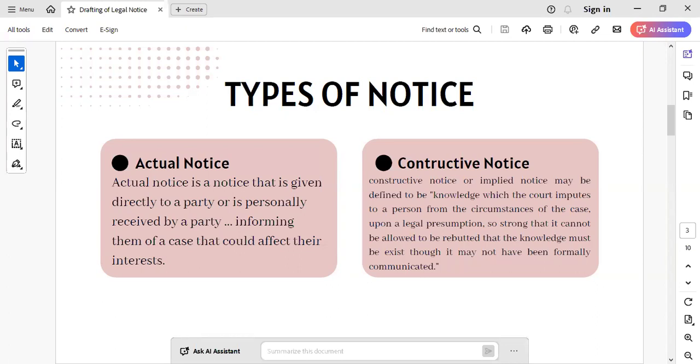Someone else please read, because everyone's active participation is required. Please. Yes, yes.